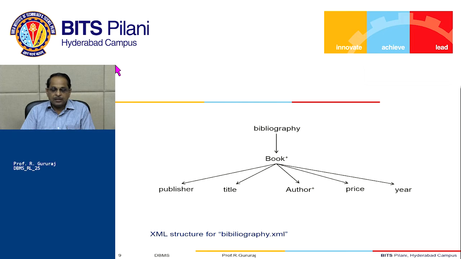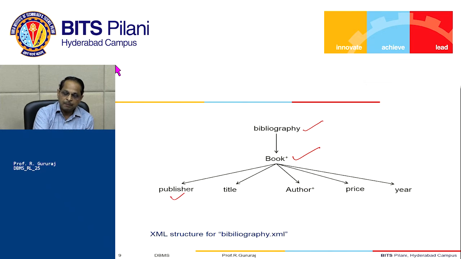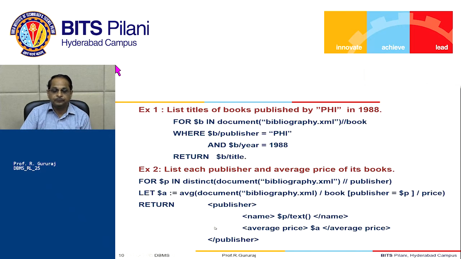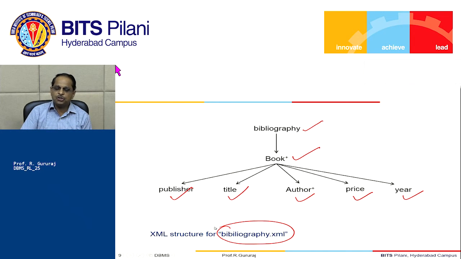Let us have a look at some example. I have an XML document with the following structure. Bibliography is the root element. It contains one or more book elements. A book contains publisher as a sub-element, title as a sub-element, and one or more authors. It contains price and it contains year. The XML document name is bibliography.xml. I have given you the structure; let us assume some scenario where you will have valid data for the document.